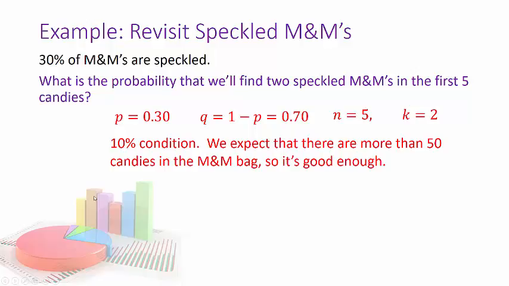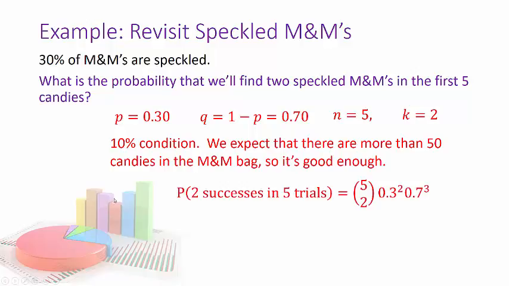Always remember to revisit the 10% condition. We expect that there are more than 50 candies because remember, this should not be more than 10% of the population. So we expect that there are more than 50 candies in the M&M bag. That's good enough, which means actually you wouldn't want to do this with a fun size bag because the probabilities would change. So the probability of 2 successes in 5 trials is 5 choose 2 times 0.3 squared times 0.7 cubed. See how these two exponents add up to the 5. And if I go ahead and punch all that into my calculator, I will get 0.3087.